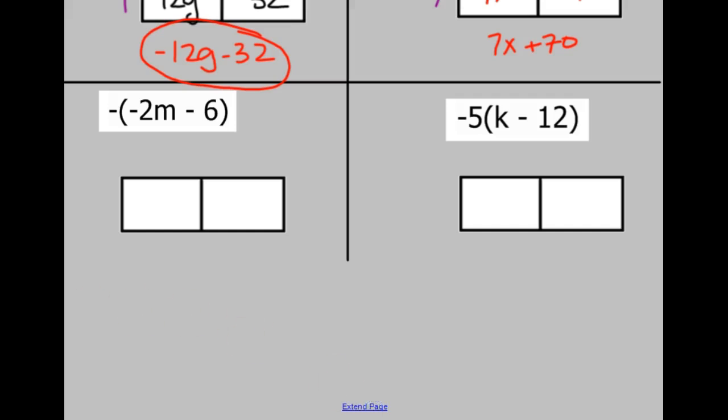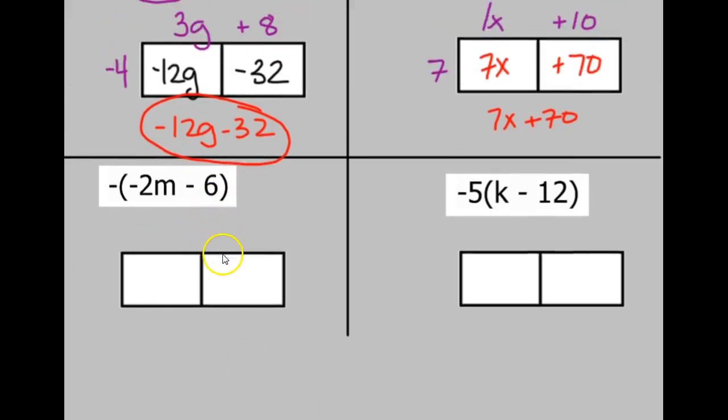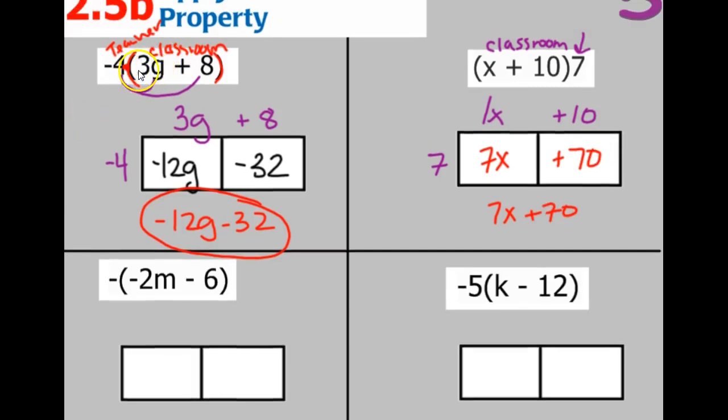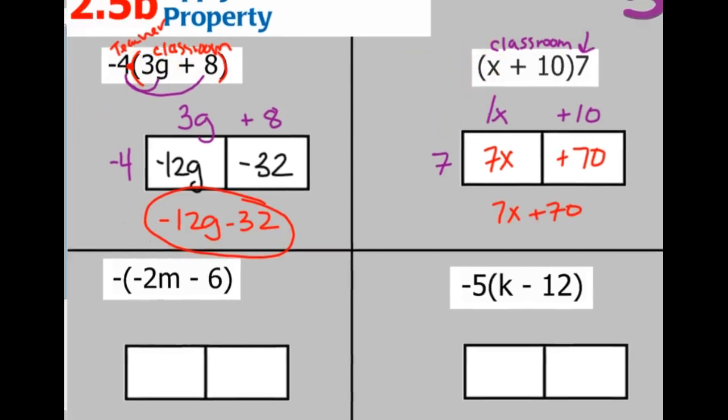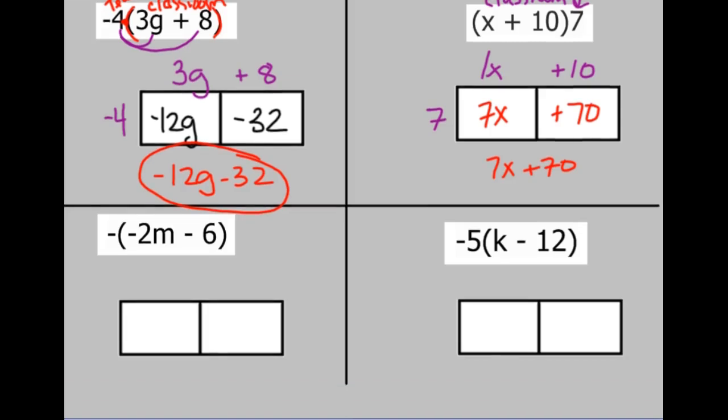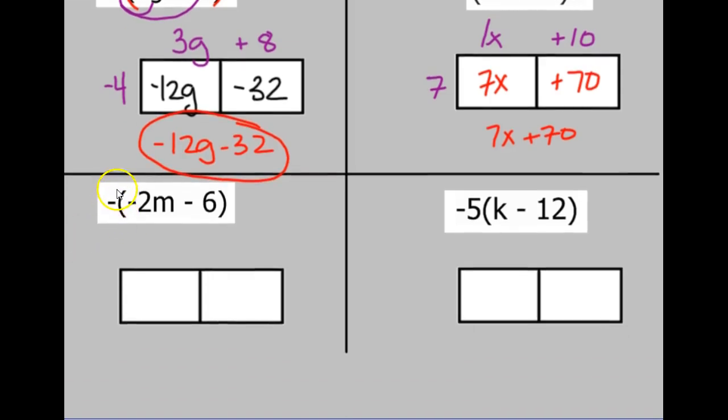Here's a couple more. This one, our teacher, what's touching? It's just a negative. We said before, if you just have like a letter, it's just 1, like 1x. Same thing with a negative. That negative is really a -1. So that's our teacher. I like to say she's hiding. She's under her desk. You can't see her, but she's really there.